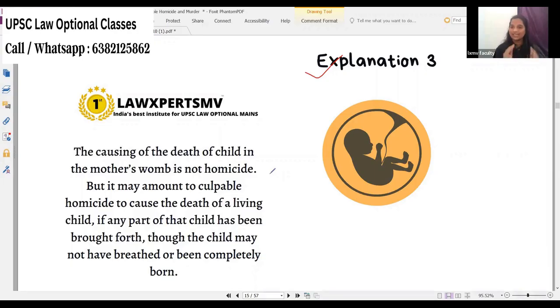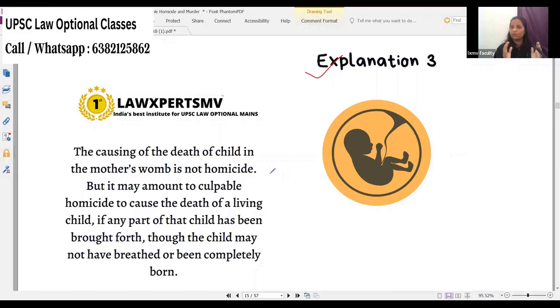So you're causing death of a child inside a womb. It is not culpable homicide, provided if a little part of the child's body is outside the womb, that is, even a leg comes out or even a small toe comes out and you cause death of that child, it amounts to culpable homicide. There are a lot of cases where the child will be just born and before it can breathe, because after birth, the child will take some few seconds to breathe, I guess. So in that time interval, if death of that child is caused, it will be culpable homicide.